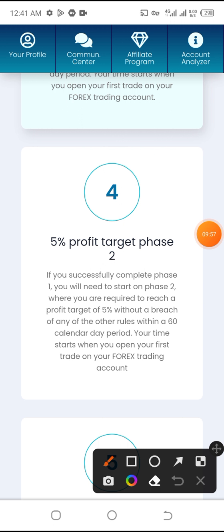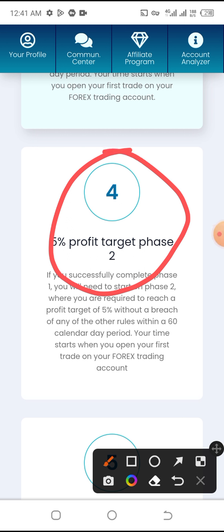Listen to me carefully, guys. What if I reach phase 2 and I fail? Let me first explain: when you reach phase 1 and of course you break the rules of daily drawdown and overall drawdown, when you do that, you've lost the account and they take the account from you after buying the account. So that is one disadvantage. When you break any rule, you lose the account.